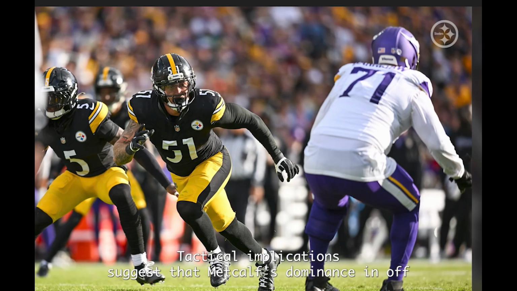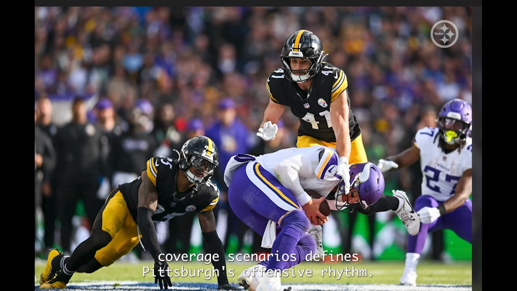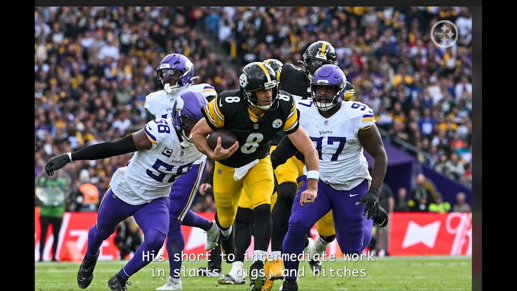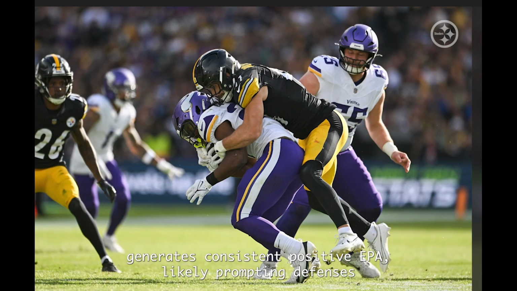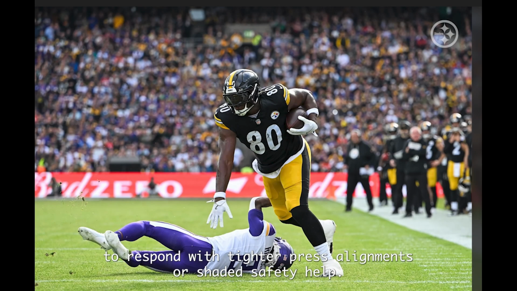Tactical implications suggest that Metcalf's dominance in off-coverage scenarios defines Pittsburgh's offensive rhythm. His short to intermediate work in slants, digs, and hitches generates consistent positive EPA, likely prompting defenses to respond with tighter press alignments or shaded safety help.